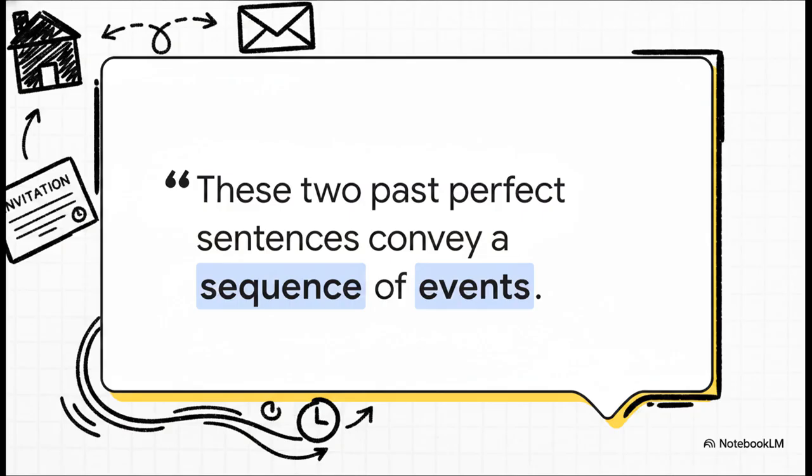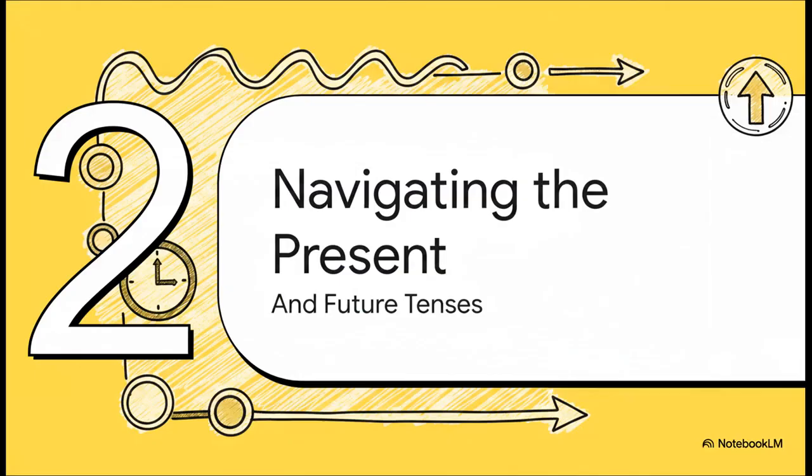So if we go back to that very first example about the house, saying "I had wanted to see the house" tells your listener that the wanting part happened before something else did. The timeline is suddenly crystal clear. The desire was there first. Okay, so we've tackled the past. Now let's move on to navigating the present and the future.